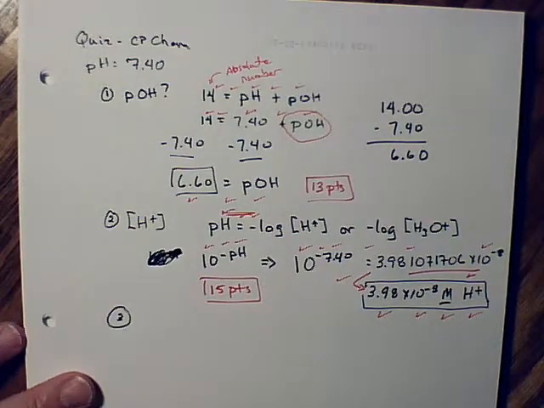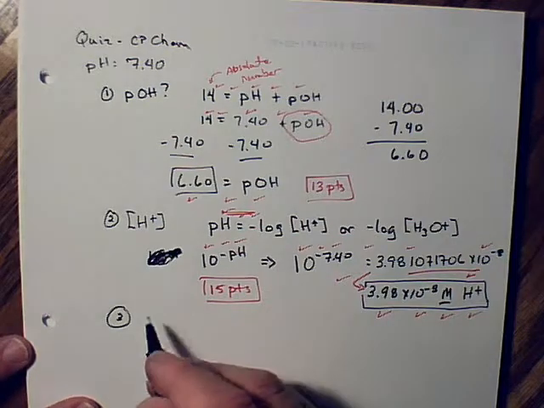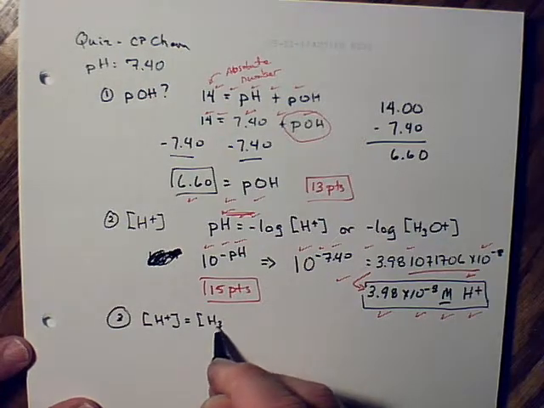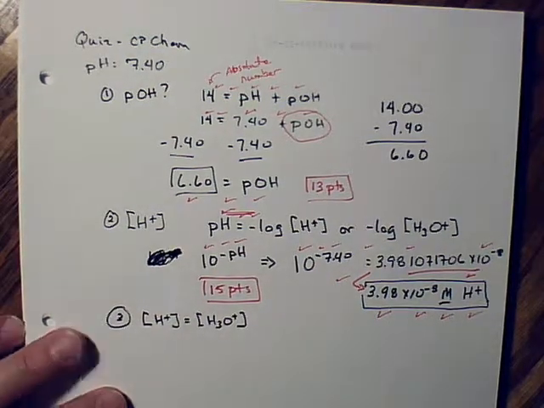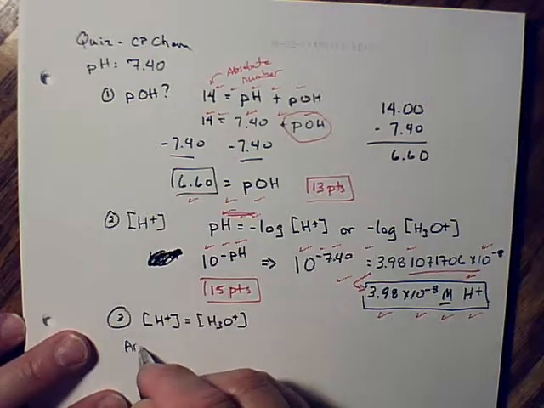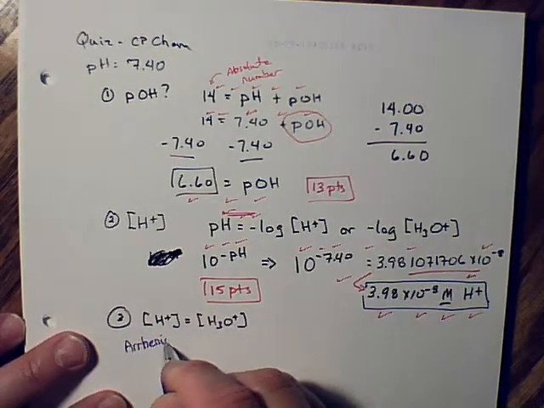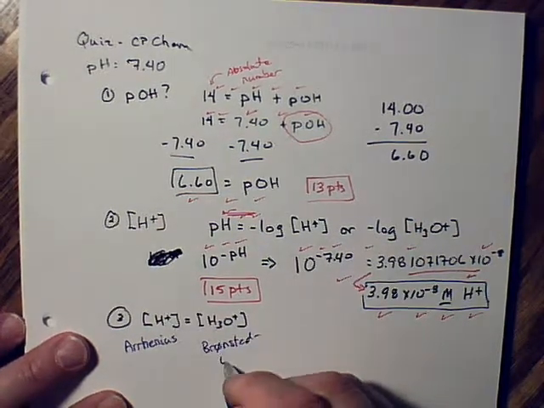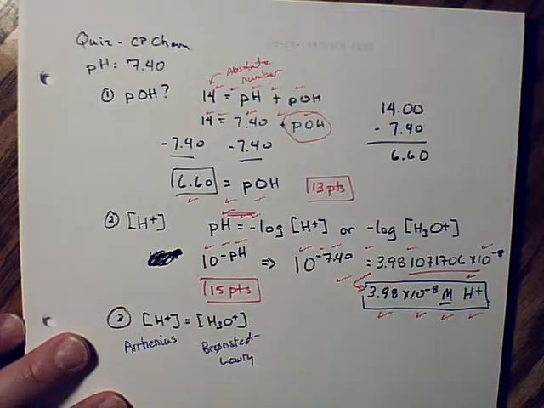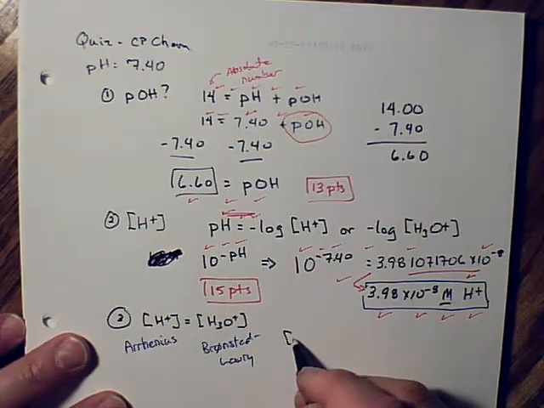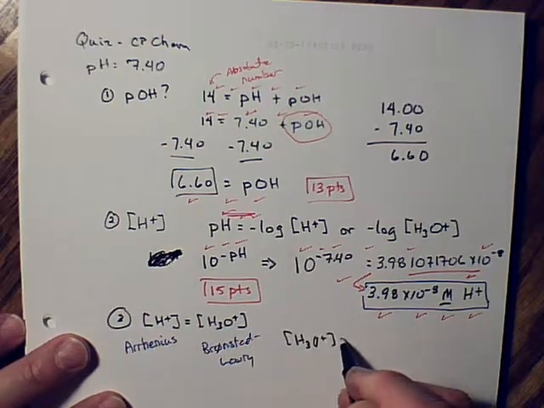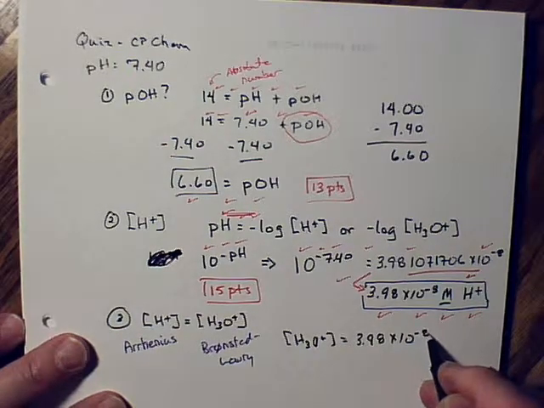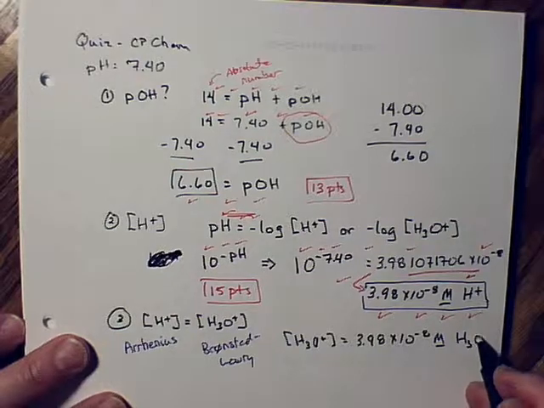Number 3 is, what is the hydronium ion molar concentration? Well, the really neat part about this is that the hydrogen ion concentration is the same as the hydronium ion concentration, because this is just how we deal with acids in the Arrhenius theory or system, and this is how we do it for Bronsted-Lowry. Therefore, the hydronium ion concentration is equal to 3.98 times 10 to the negative 8 molar H3O plus.